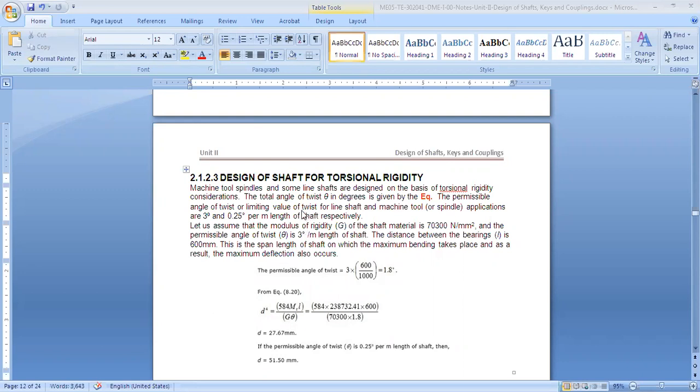So now we know that theta is equal to 584 MtL upon G d raised to 4, right? So now we'll try to take an example. When we do the design for the torsional rigidity, generally we get the allowable twist, how much we can allow a shaft to twist, right? It depends on the per meter how much is allowed, like 3 degrees, 2 degrees, 1.5. They will give you that.